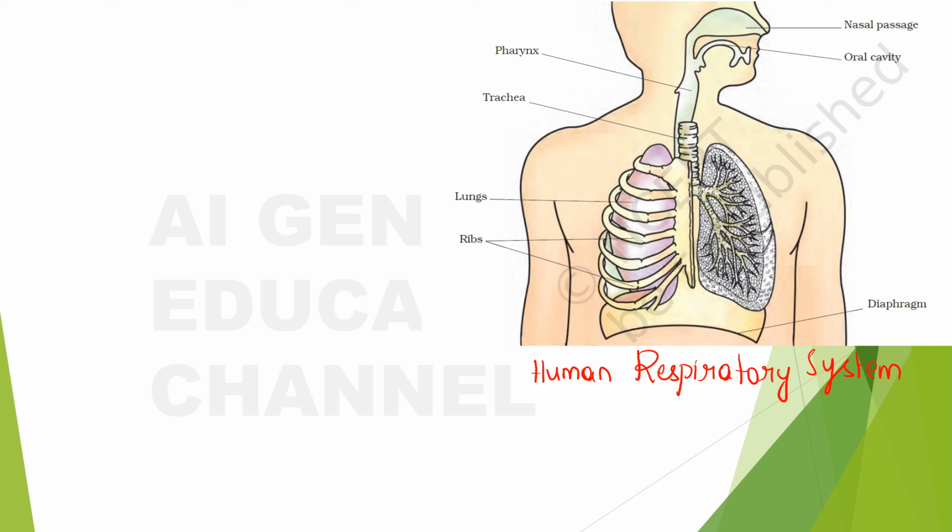So there will be the voice box here, and there will be the trachea, also called the windpipe, right? What is it? Also called the windpipe. Okay, so this is just an overview of the human respiratory system, and we will know about this further in the next class.